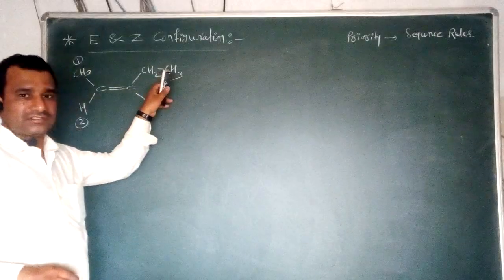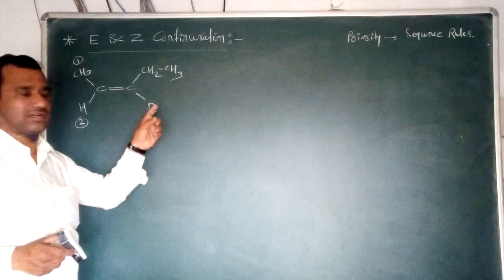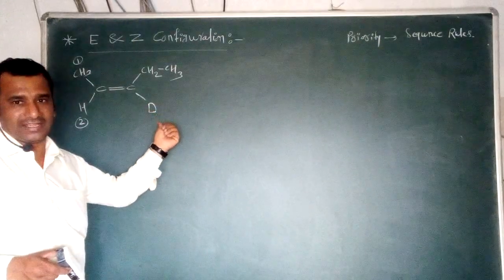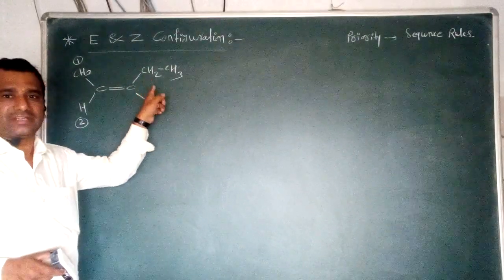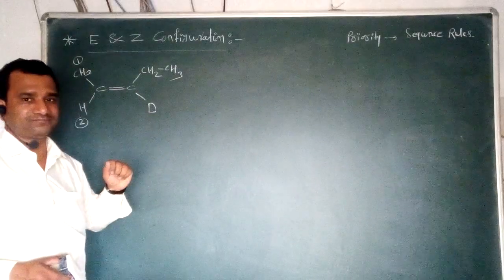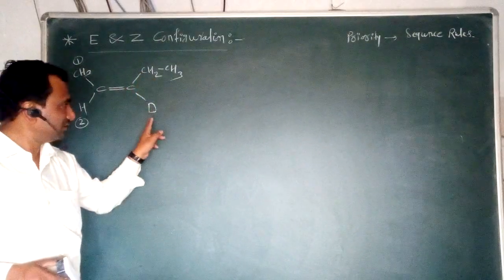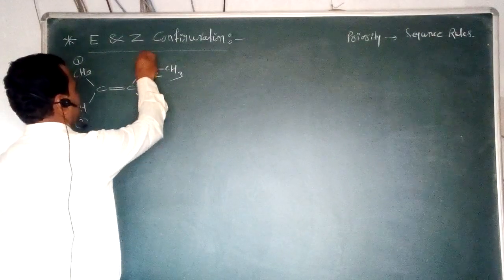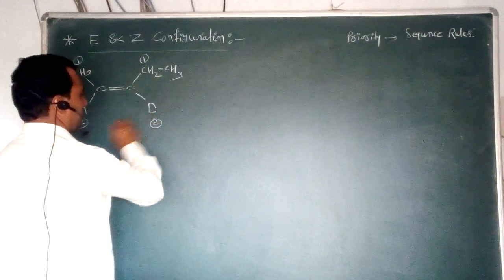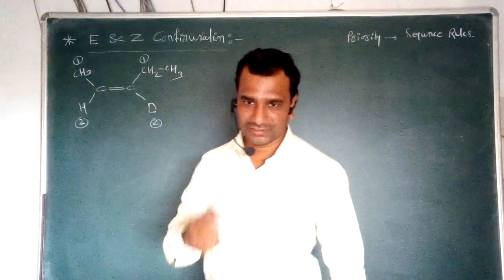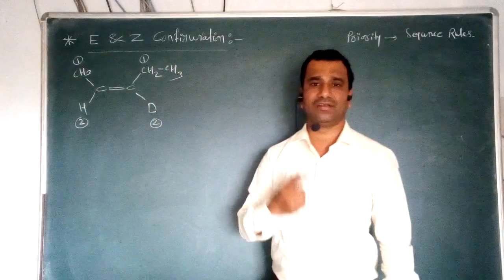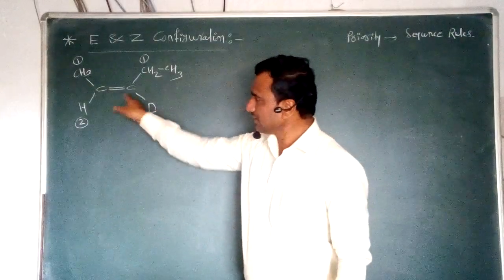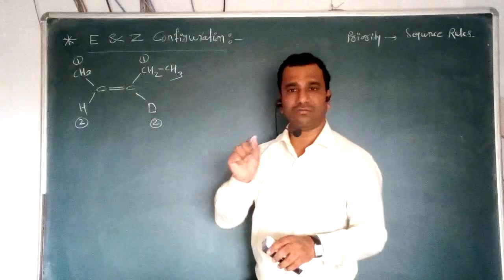Now if we look toward the second olefinic carbon, one group attached is the CH2CH3 and the second is a deuterium. Again, if we compare the atomic number of this carbon to that of the deuterium, the atomic number of carbon is 6, for deuterium it is 1. So again this CH2CH3 gets the first priority, and the deuterium gets the second priority. So this is the first step for assigning the priority by using the sequence rules. Each olefinic carbon now gets the priority 1 and 2.